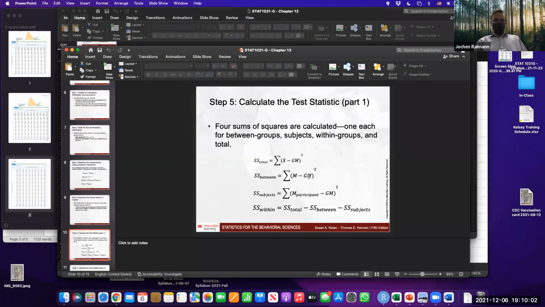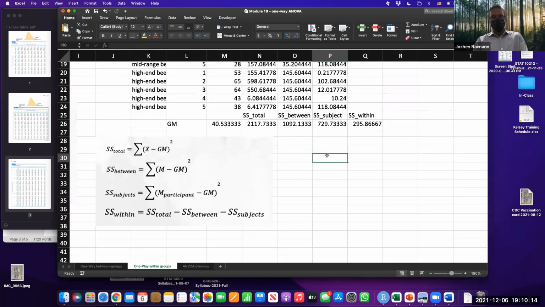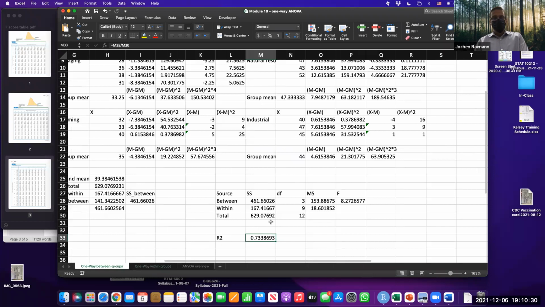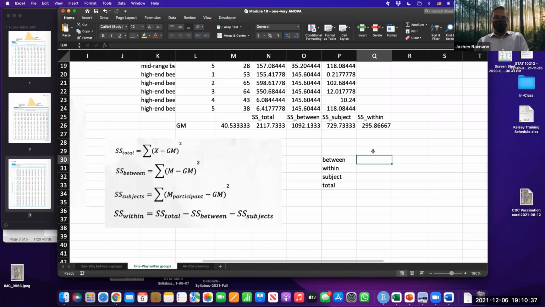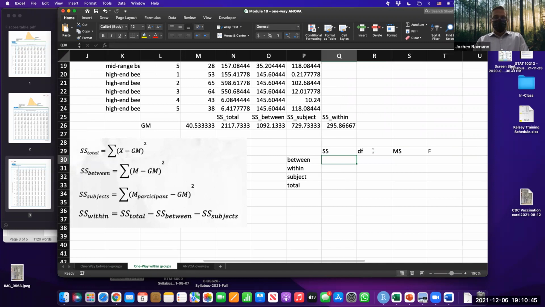So last but certainly not least, we're getting started now with the source table. We can actually do this already. Now we have between, within, subject, and total. As we remember from last time, this is what the source table looks like: we have sum of squares, degrees of freedom, MS, and here's the actual F.